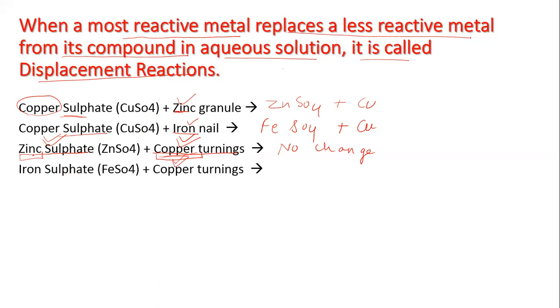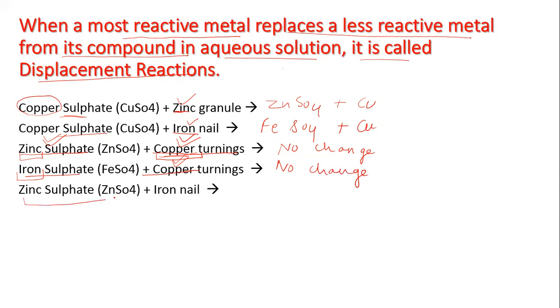Next, iron sulfate plus copper turnings. Similarly here we have copper. Copper is less reactive than iron, so it will not be able to replace iron. Again there will be no change in the solution. Now the last one, zinc sulfate plus iron. Here again we find that iron is less reactive than zinc, so it will not be able to replace zinc from the solution. Again no change is observed in the beaker.